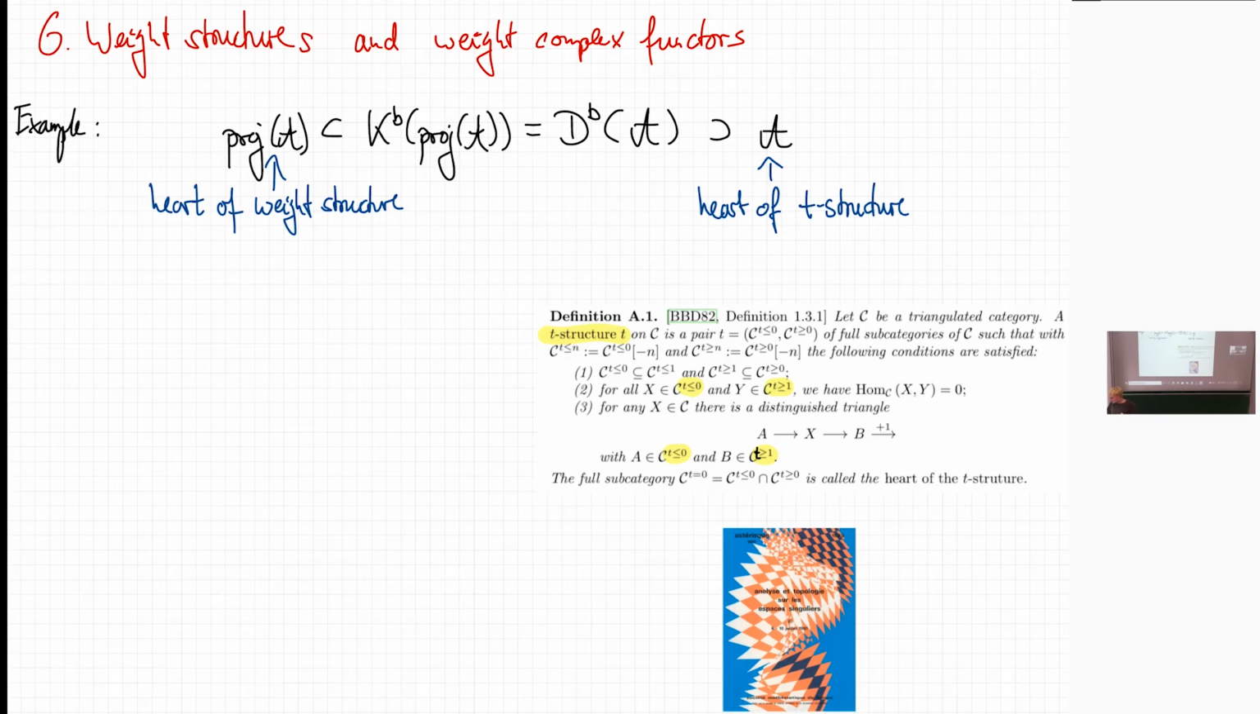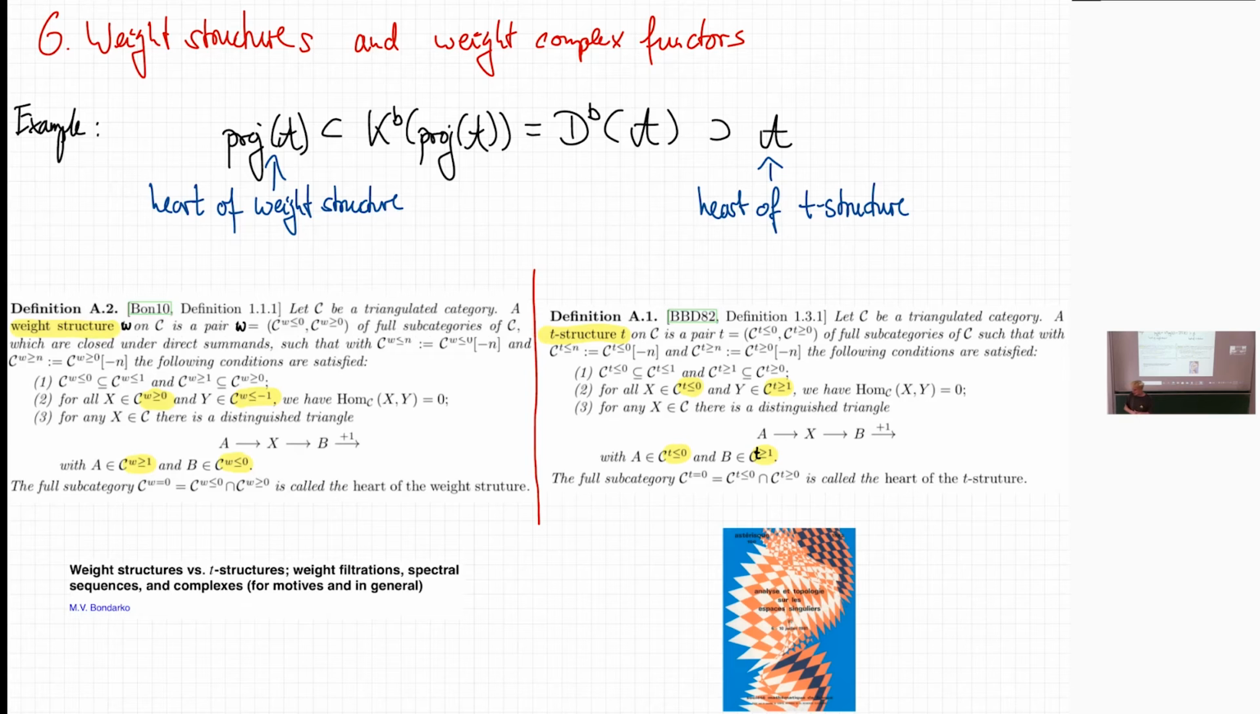Okay? So the axioms of a weight structure are actually very similar to the axioms of a T structure, just you change around some numbers, yeah? Flip them around. Okay? So you have a similar orthogonality condition, but now it goes in the other direction, and you have a similar decomposition of your objects as distinguished triangles, but also you flip the indices around, okay?